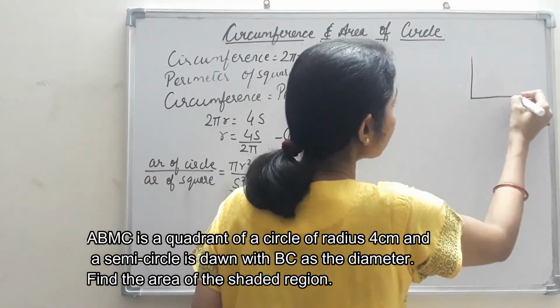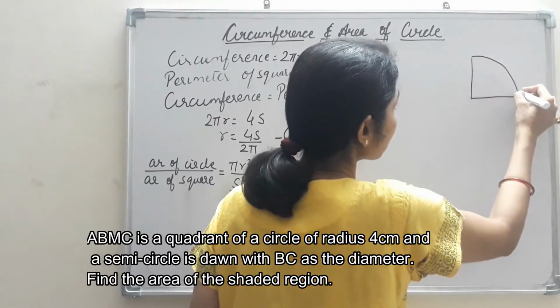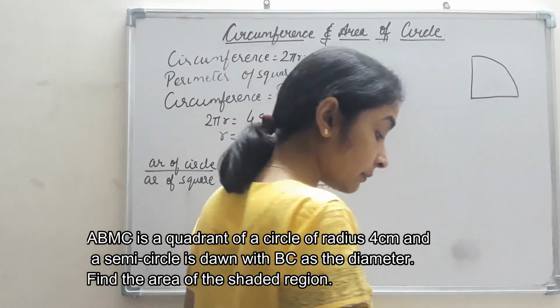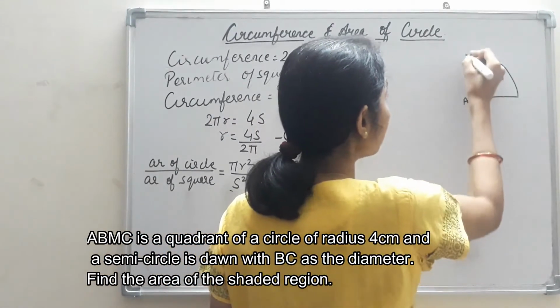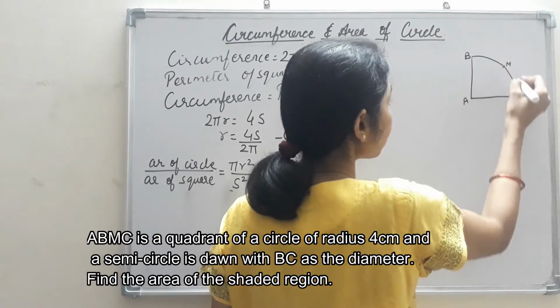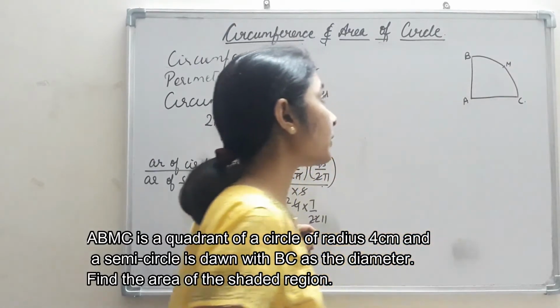Quadrant means one-fourth part of the circle. This is one-fourth part of the circle. Let us name this A, B, and here somewhere I am naming the point M, and C. This is a quadrant.